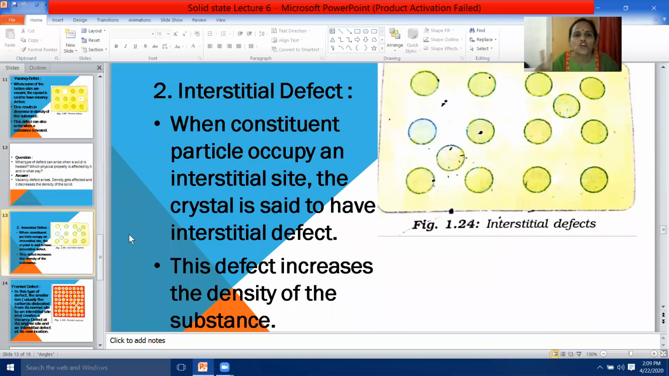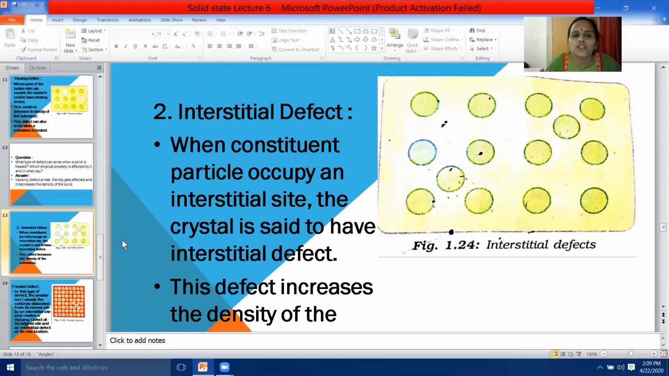Let us come to the second type of stoichiometric defect, and that is interstitial defect. This is seen in non-ionic solids. Once again, vacancy defect and interstitial defect are seen only in case of non-ionic solids. Interstitial defect is when a constituent particle occupies an interstitial site. You can see the constituent particles occupying the interstitial site.